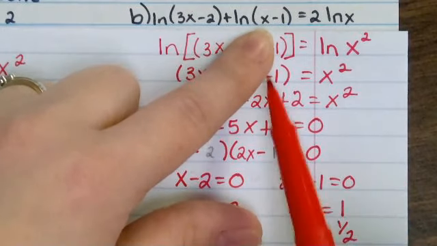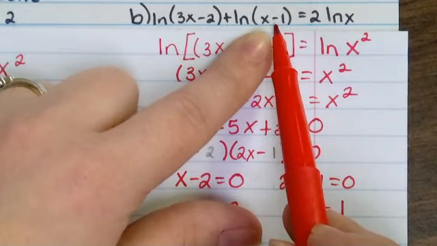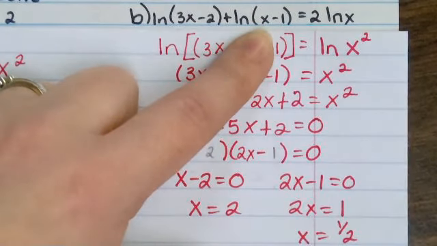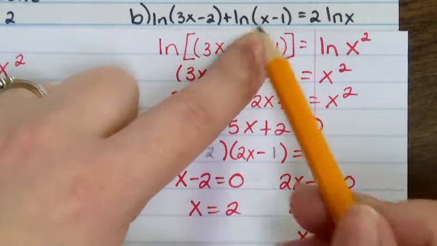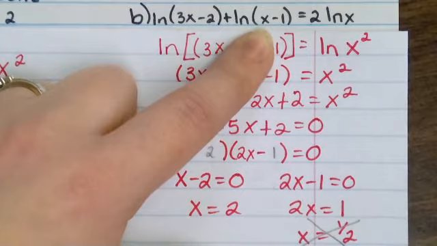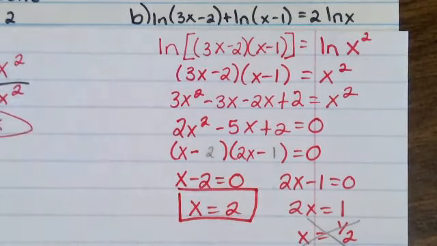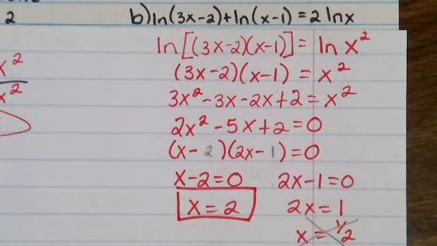If I plug in a 1/2, 1/2 minus 1 is a negative 1/2. And right there, we have a problem because I cannot do a log of a negative number, and that would make me do that. So that actually can't be one of my answers. My final answer is just x equals 2. 1/2 does not work. Okay?